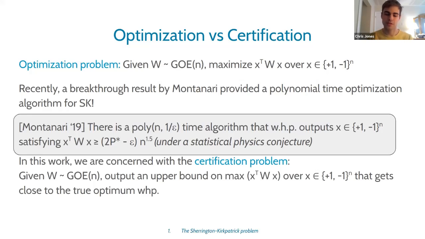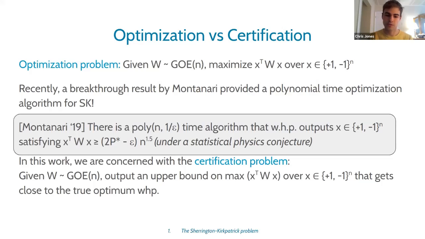So we're concerned with a different problem, the certification problem. In the certification problem, you have to output an upper bound on the objective function value that is supposed to get close to the true optimum value. So it's kind of dual to the optimization problem. In the optimization problem, you're lower bounding the objective function value by exhibiting an x with a large value. In the certification problem, you have to upper bound the objective function value by outputting an upper bound on it.